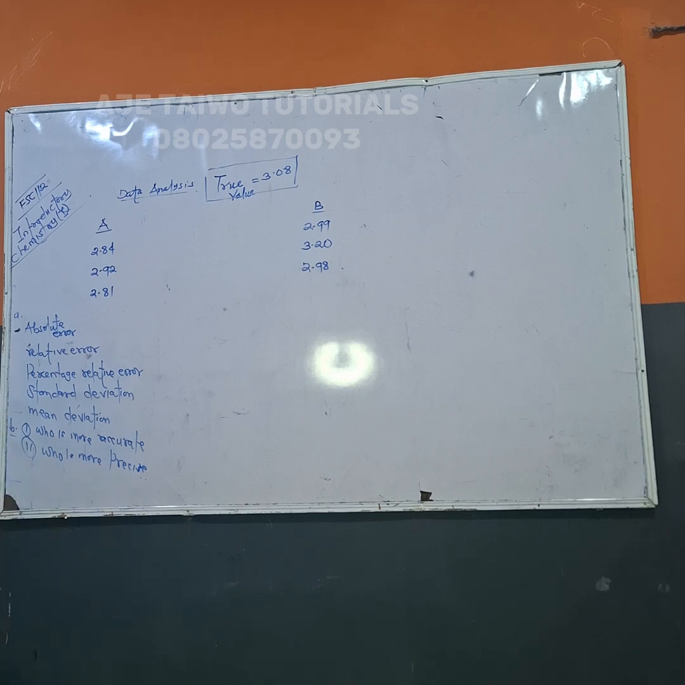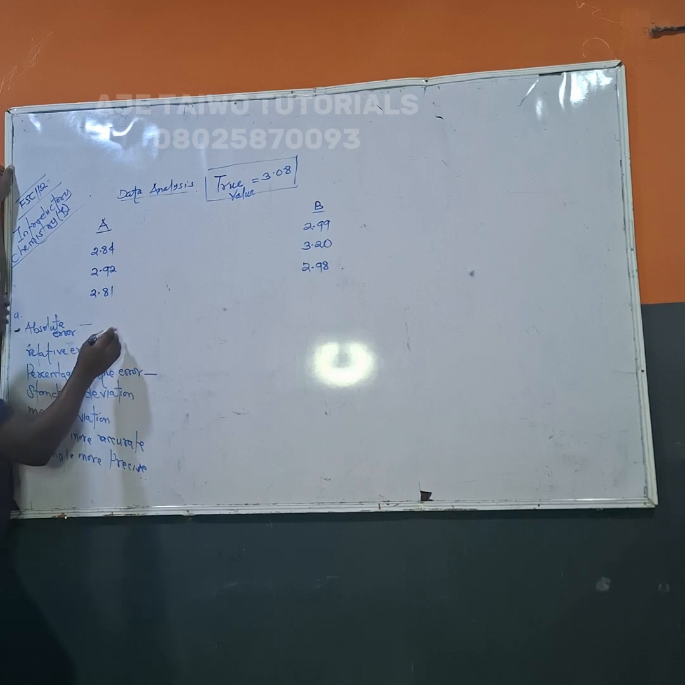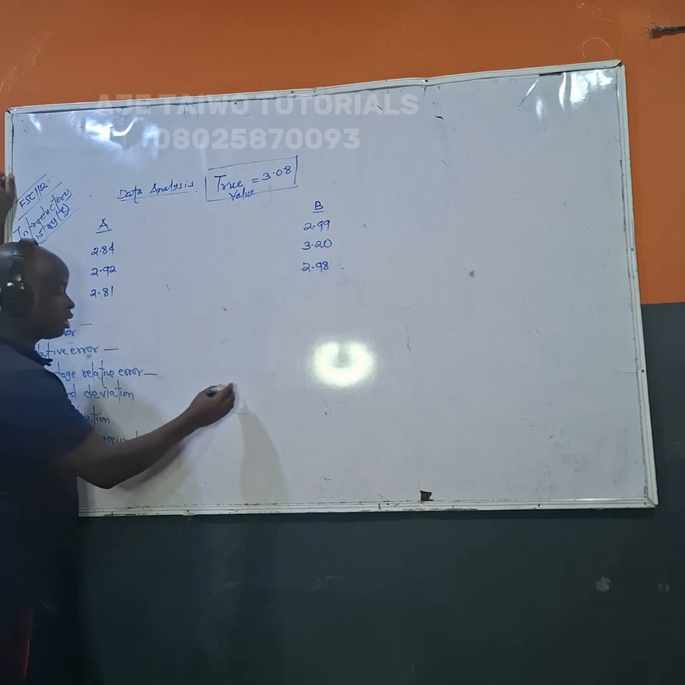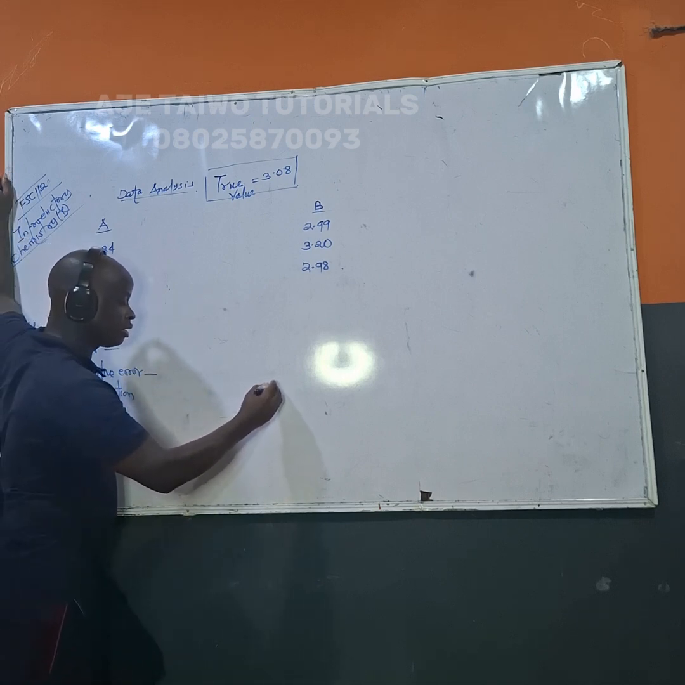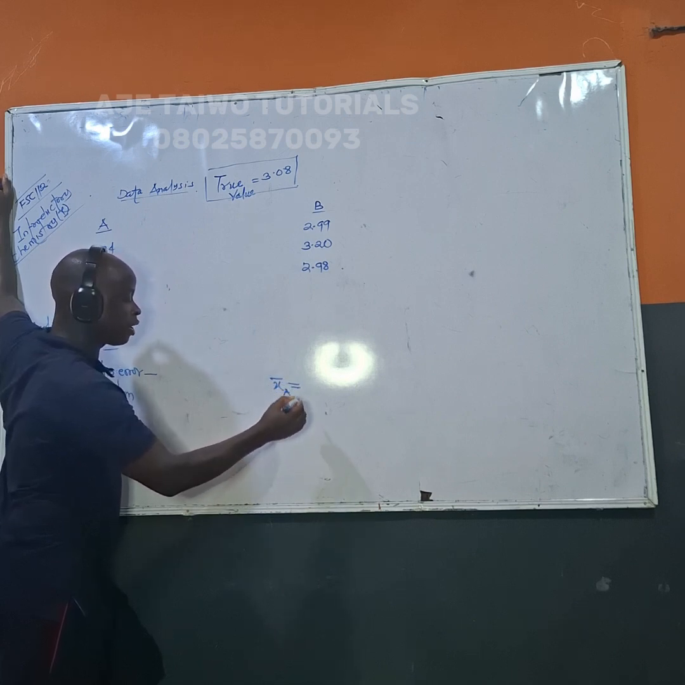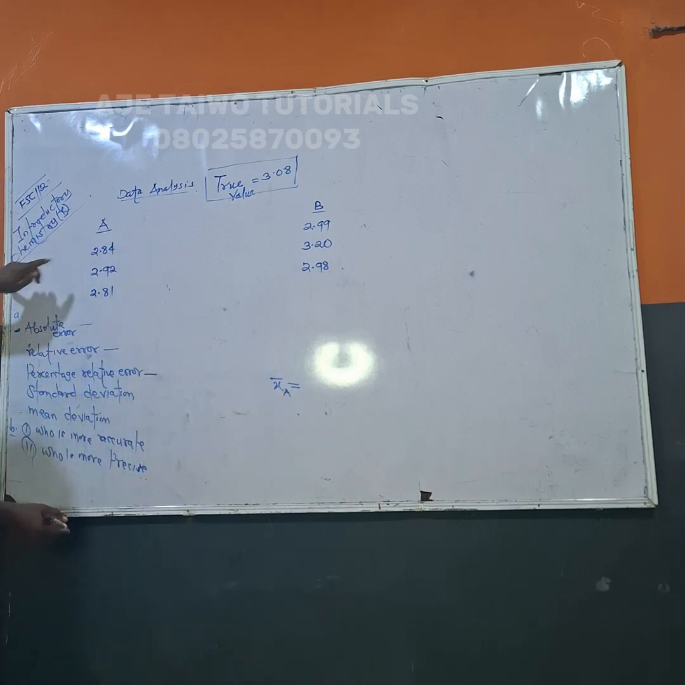So, to find absolute error, relative error, percentage relative error, we need to get the mean of this data. So, firstly, what's the mean of data A? What's the mean value of data A? Mean for A. We just add this.